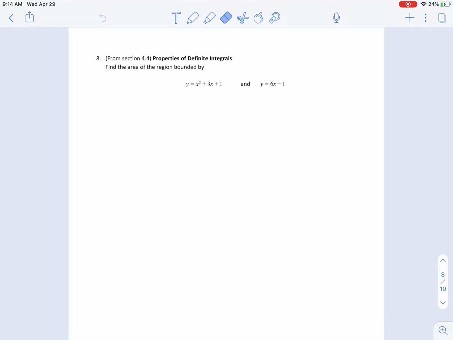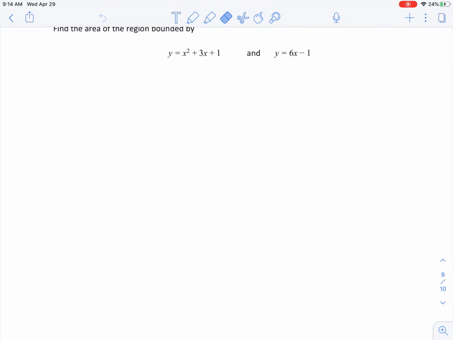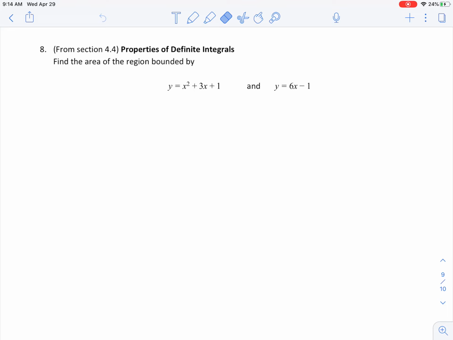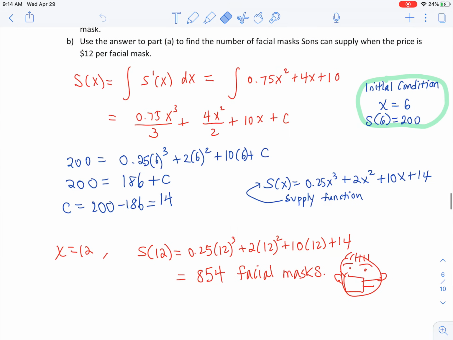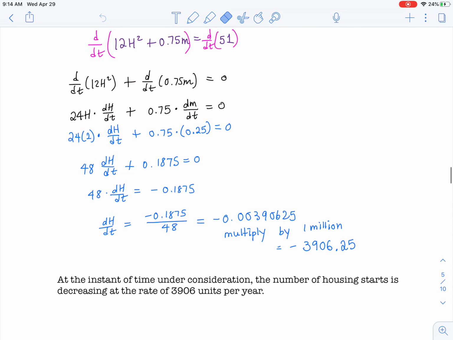Tomorrow morning I will send you your exams, and I will have something posted for 4.4, properties of definite integrals. This one is probably going to be the most straightforward, number 8. I will maybe even go over this one later today, because I'm giving number 8 on the exam as a daily problem for section 4.4. If you need to see anything, just let me know. Your actual exam is going to be very similar to this. I'm trying to make it very easy for everybody. As long as you study, as long as you review this, you will be okay.